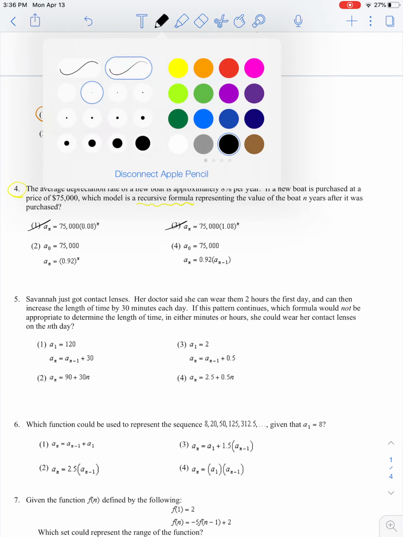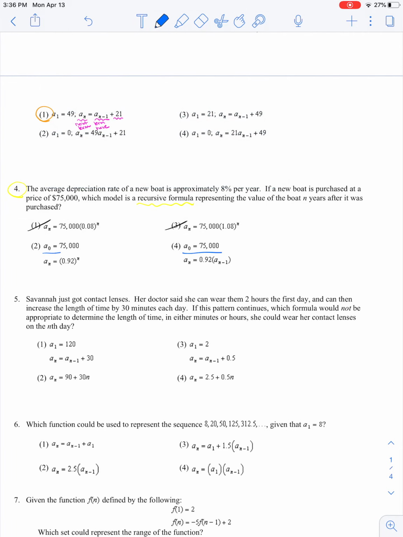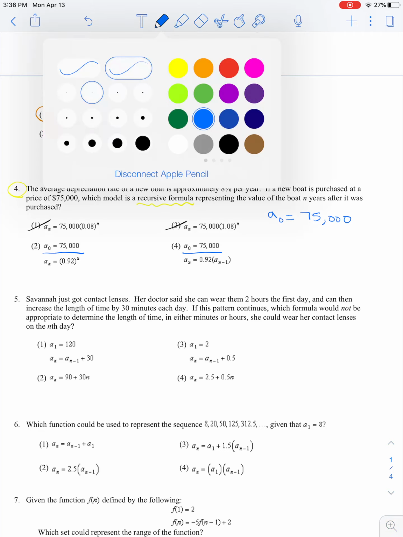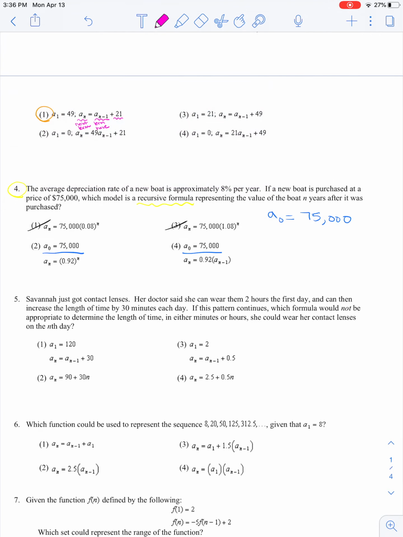Okay, so if you look at choices 2 and 4, you can see that they are stating that the 0 term is 75,000. So that means when they bought the boat, the cost of the boat was 75,000. Okay, so now we need to know what's happening here. So when I look at this, it's saying that the boat is depreciating by 8% a year. So when you see a percentage, that means that you're talking about a geometric sequence or a multiplying pattern. So we have to now figure out what the multiplying pattern is. In other words, what the common ratio is.